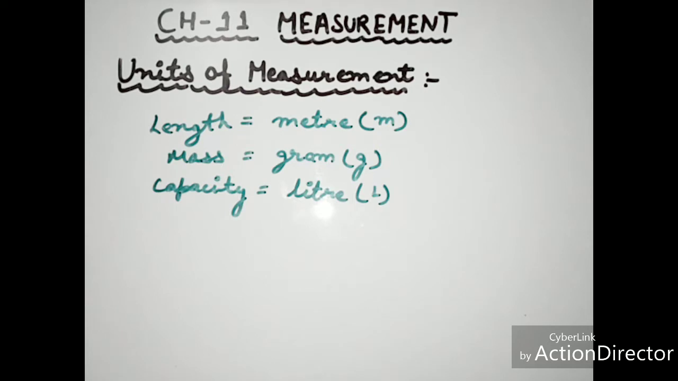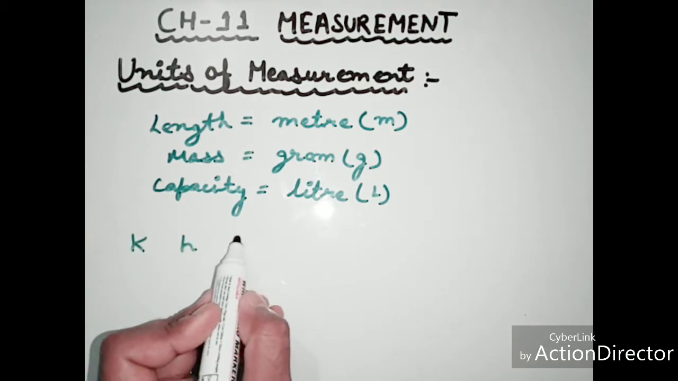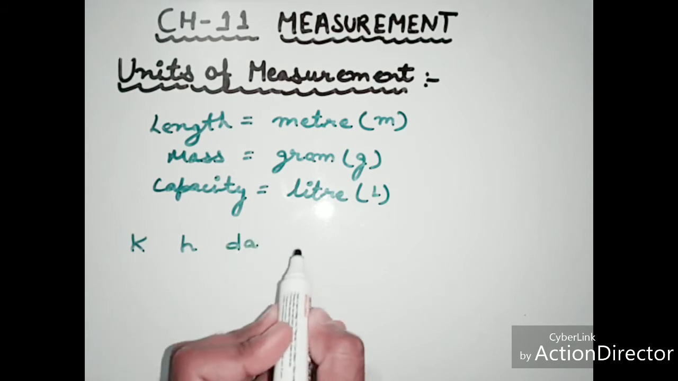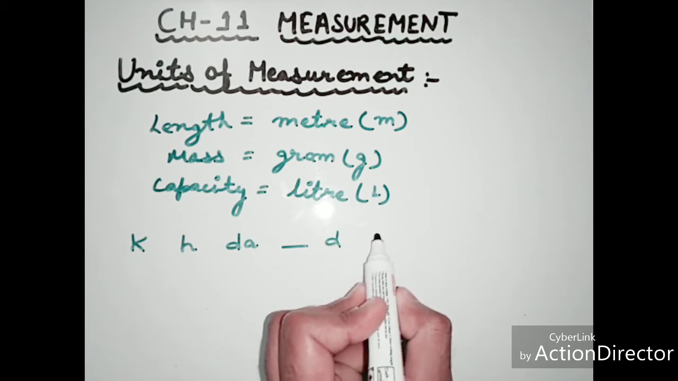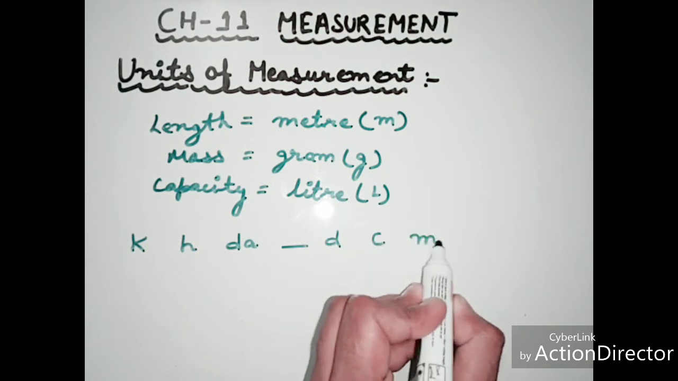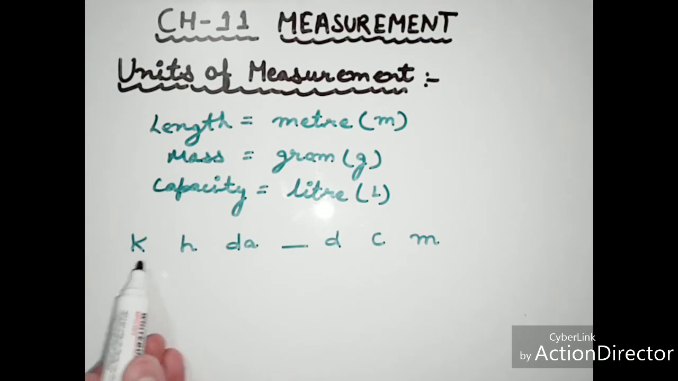Now we learn about prefixes. There are mainly 6 types of prefix we use in this chapter. The first one is K, second one is H, next D A, here we write the standard unit, now again D, C, M. K, H, DA, D, C, M. There are mainly 6 types of prefix we use in this chapter.